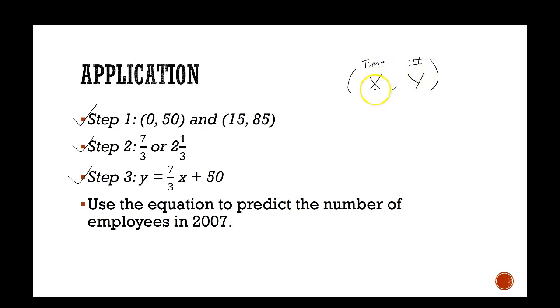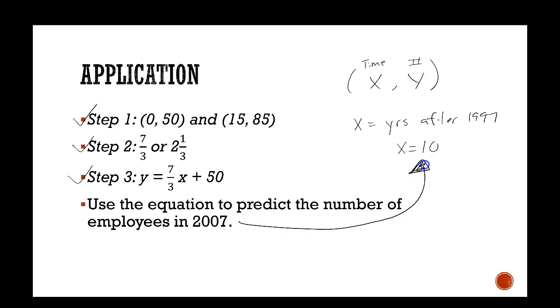So x was years after 1997. How many years is 2007 after 1997? So find that difference in time, and that would be 10 years. So if I want to make this prediction, I know that my x is going to be 10. So I can use this equation that we found and plug in 10 for x.